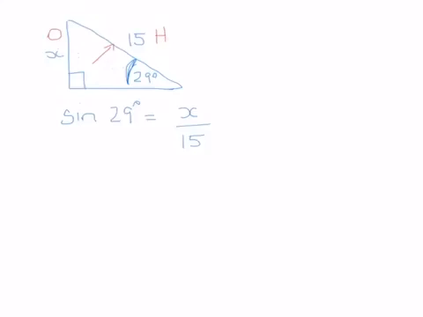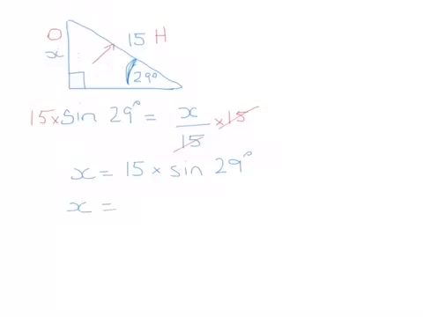It's just like with equations. We don't want to divide by 15, so the opposite is timesing by 15. Whatever you do to one side, you do to the other. The 15s cancel, and you're left with x equals 15 times sine 29 degrees.